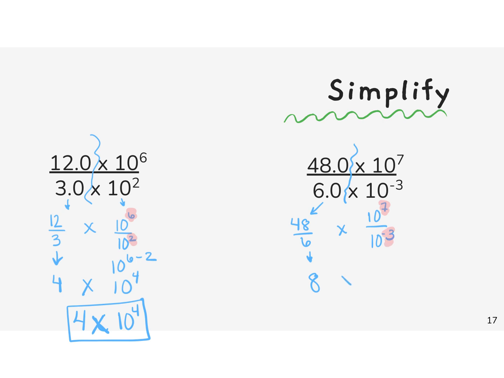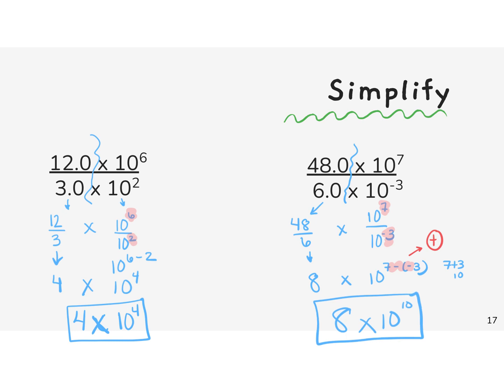This is times 10 to the power of 7 minus a minus 3. Remember, when we have two negatives, what do they become, everyone? And hopefully everyone is yelling, 2 negatives become a positive, yay! So we have 8 times 10 to the power of 7 plus 3, which is 10 to the power of 10. And that is division of scientific notation numbers.